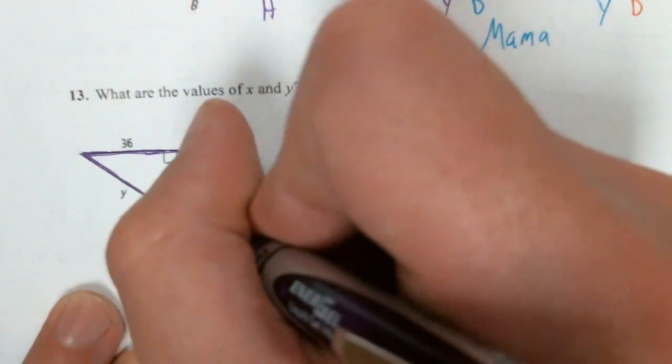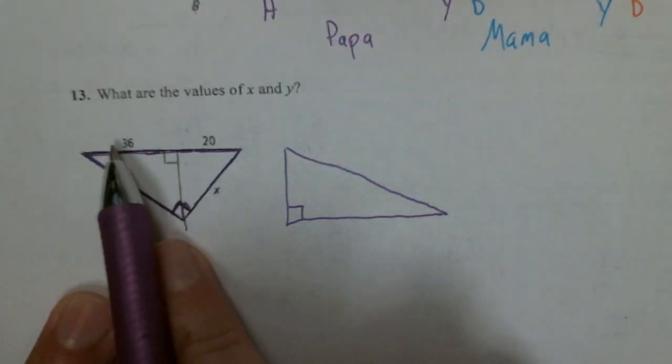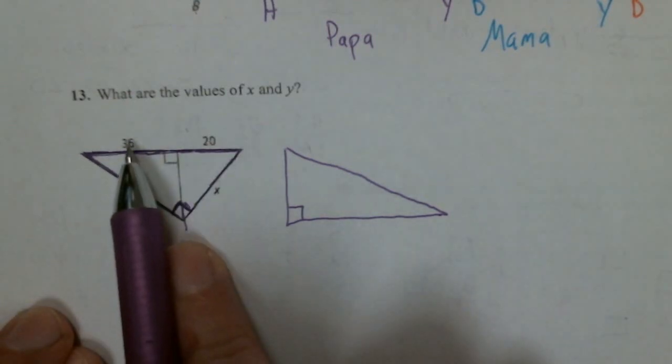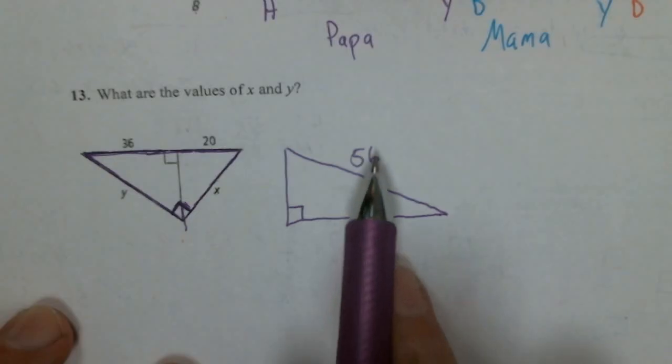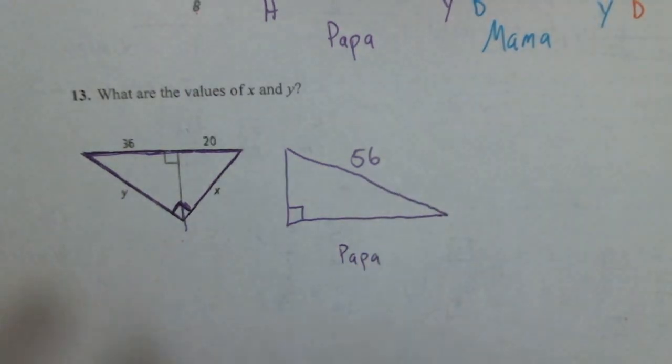You can think about this being like a little arrow. The arrow is pointing towards the opposite side. This whole length is the hypotenuse. So I've got to add these numbers together. 36 plus 20, and that gives me 56 for the hypotenuse of the Papa triangle, for the big one.